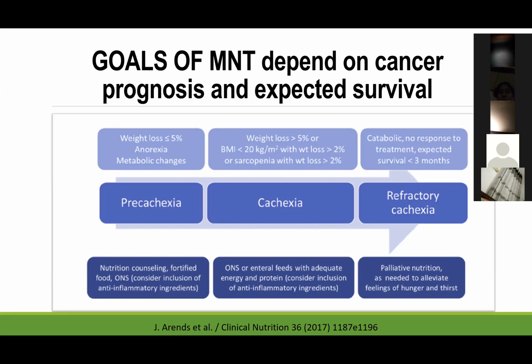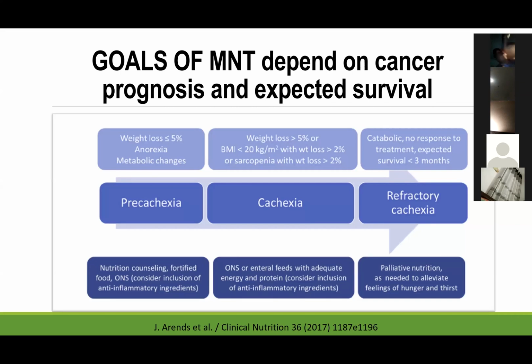And the second category, cachexia: they have a weight loss of more than 5%, or a BMI of less than 20 with weight loss of more than 2%, or sarcopenia with weight loss of more than 2%. These are the kinds of things categorized in the cachexia list. That category needs oral nutrition supplements. At the same time, they need adequate energy and protein, which is very important, including some anti-inflammatory ingredients.